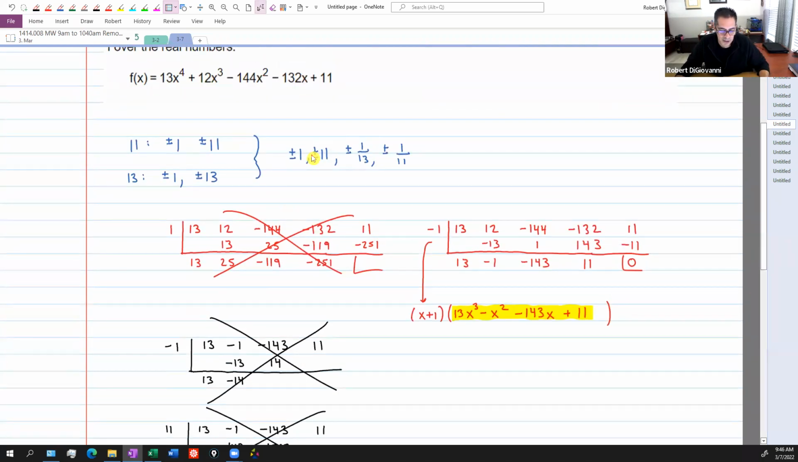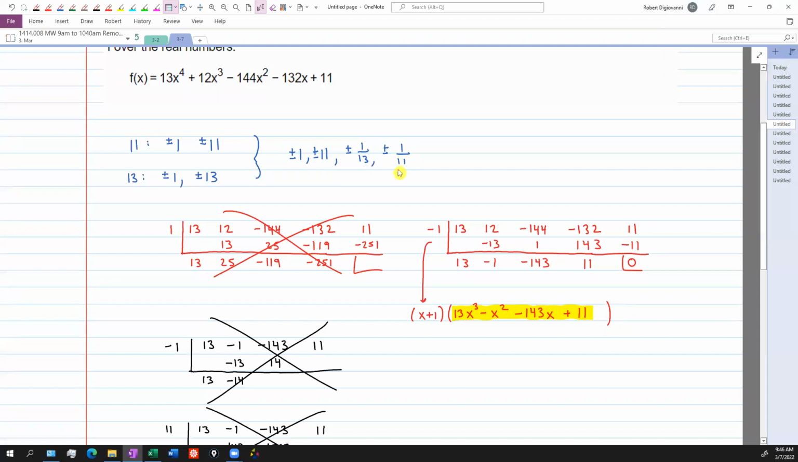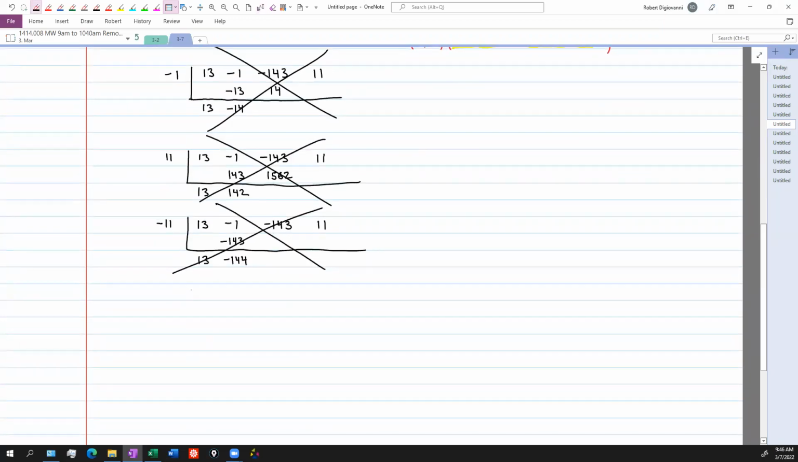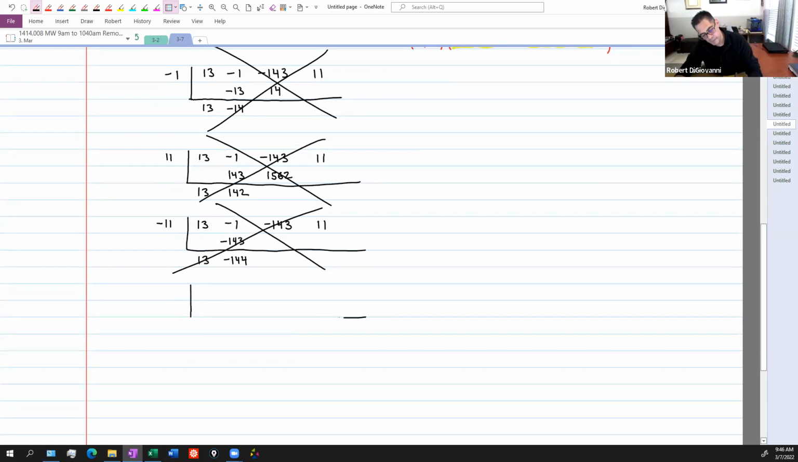So I've done 1, I've done both of these, I've done both of those. Now, which one do y'all want to do? Do y'all want to do the 1/13 or 1/11? 1/13? Let's do it. 13, negative 1, negative 143, and then 11. So I'm going to do positive 1/11. I'm sorry, 1/13 is what we're doing first.